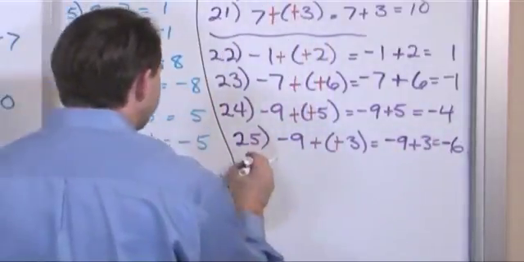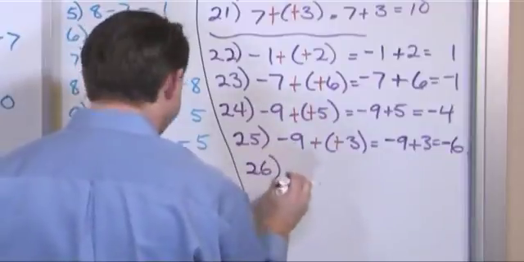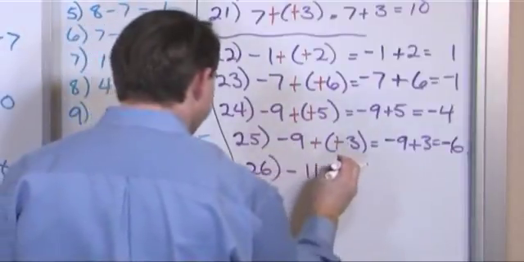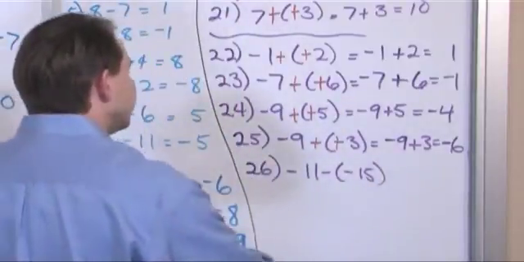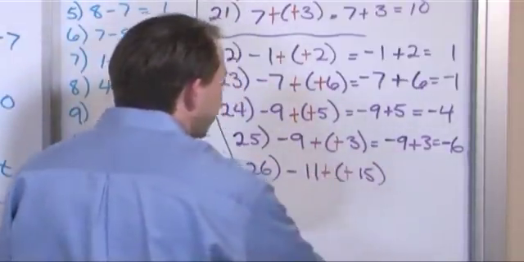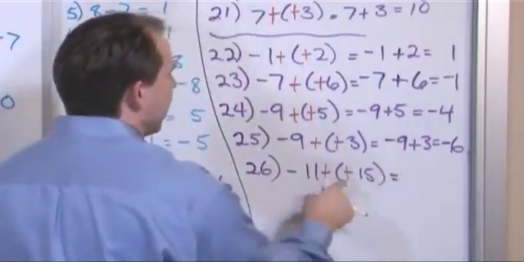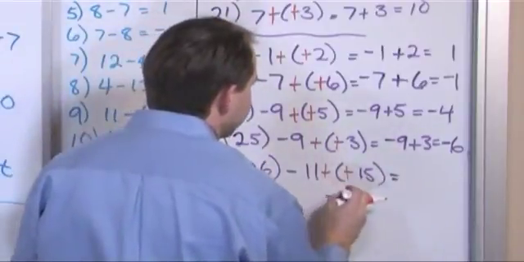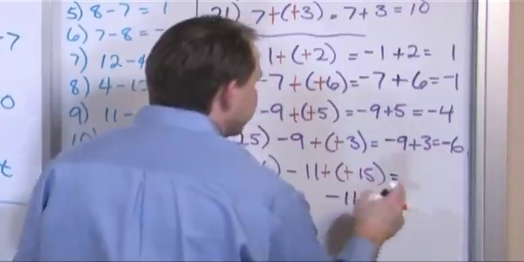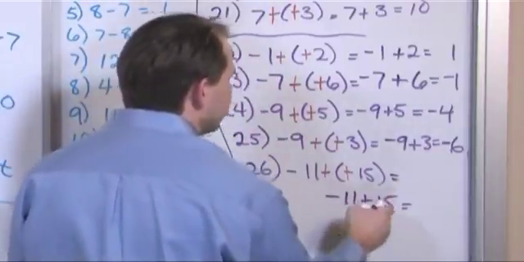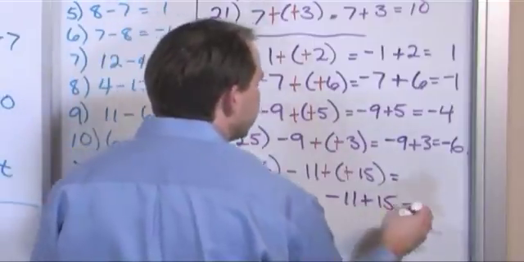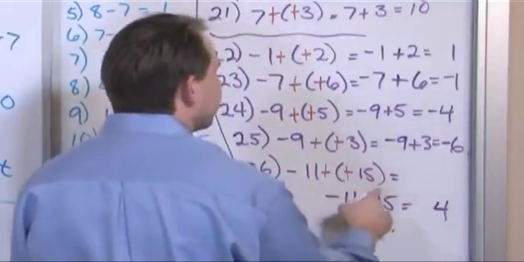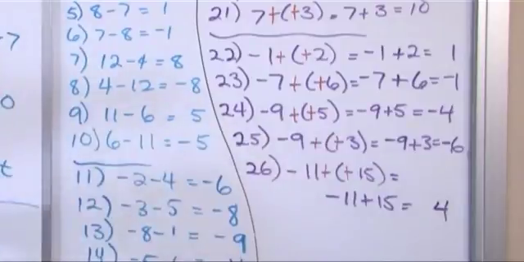And finally, last problem of this type, problem 26, negative 11 minus negative 15. Same thing, add the opposite, and then we're going to go ahead and change this around. We'll have negative 11 plus 15. So we're going to do the same thing here. We're going to end up adding these, but because one of them is negative, we'll subtract them. 15 minus 11 is 4, and the sign comes from the larger absolute value, so it stays 4.